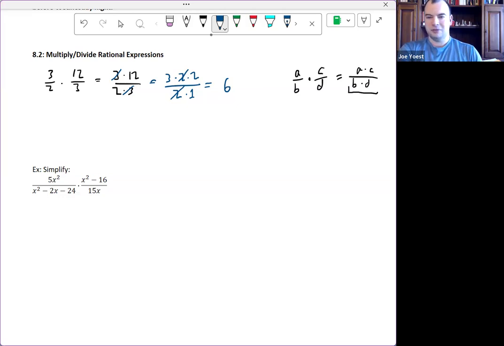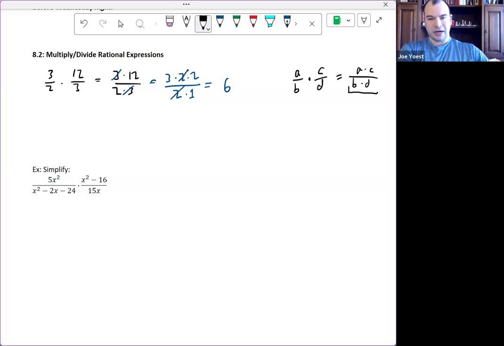We want to be a little bit careful. We don't want to divide out the 2's and then write 6 over 0 or something like that, thinking that we have a 0 in the denominator. That, of course, wouldn't be correct. So it's 6 over 1, or 6.